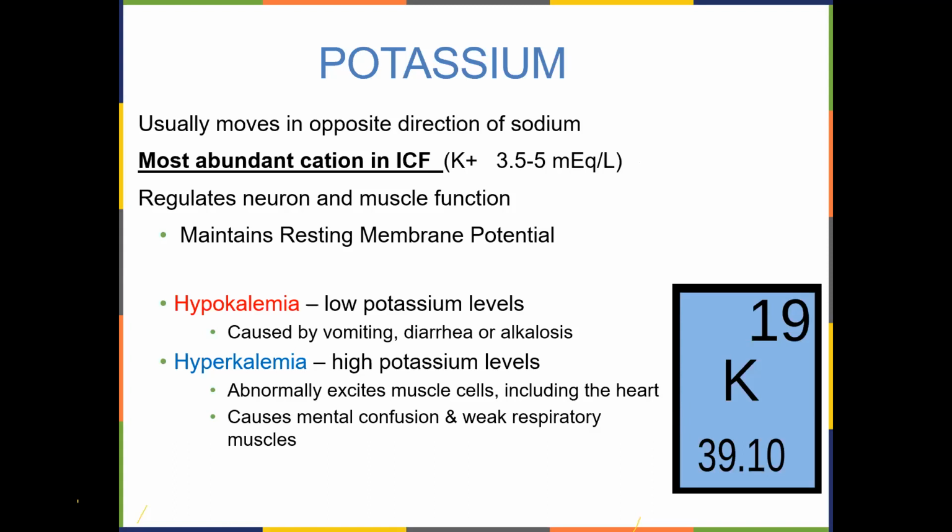The heart is very, very sensitive to potassium. Too much potassium in the heart stops the heart. So we don't like to have a lot of potassium affecting the heart. A patient that is hyperkalemic is going to be confused. They're going to have difficulty moving their muscles. They're going to have difficulty breathing. So there's a lot of bad things that happen with too much potassium.